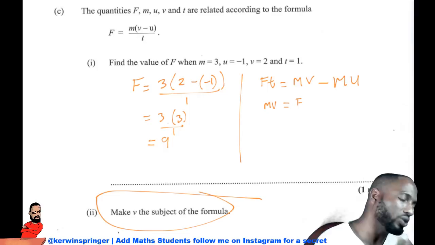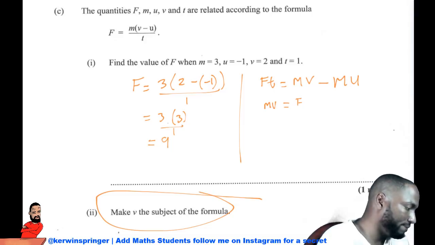This is a formula for force. Mv minus Mu, that's change in momentum over time. So that's like impulse. So, all right. F.